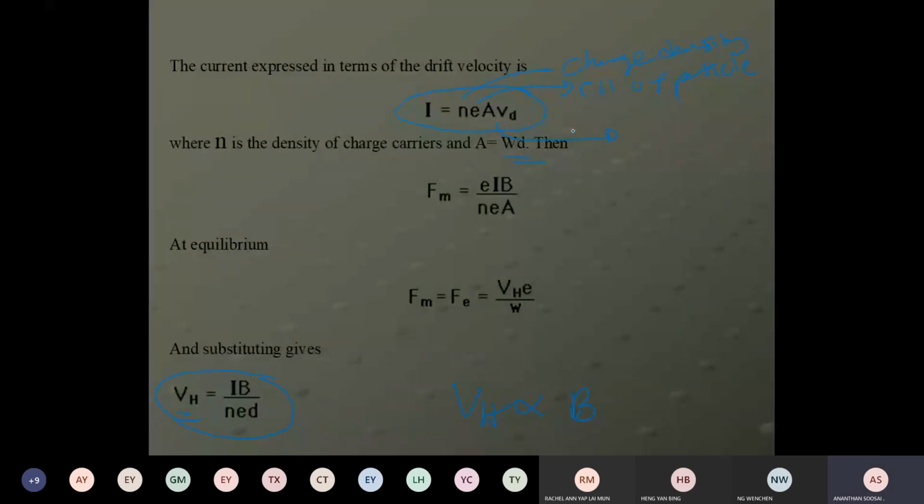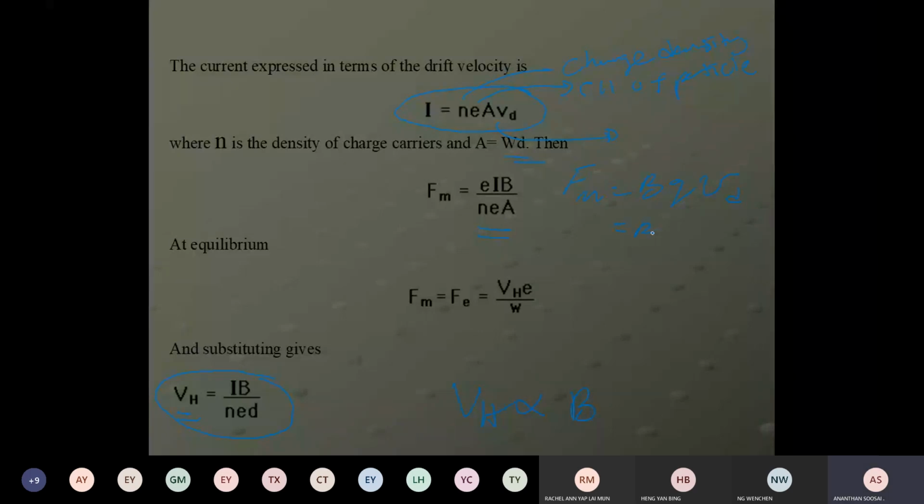Okay, now we're going to write the magnetic force formula. What is the magnetic force formula? Anyone? What is the magnetic force formula you learned? BQV, right? BQV. Okay, so how did they get this formula? The magnetic force we know is BQV. Here the V is the drift velocity.